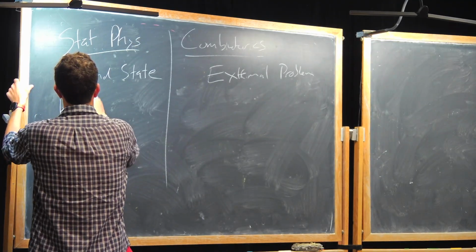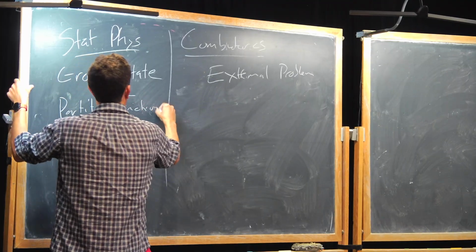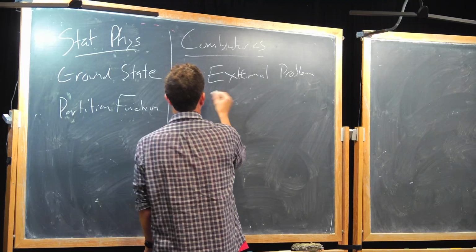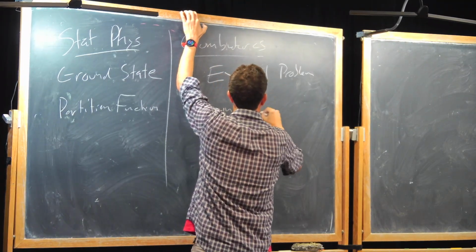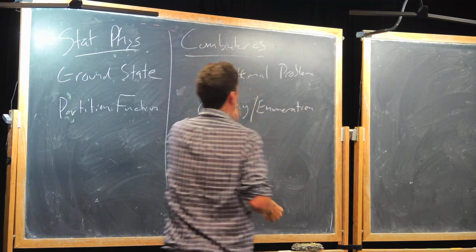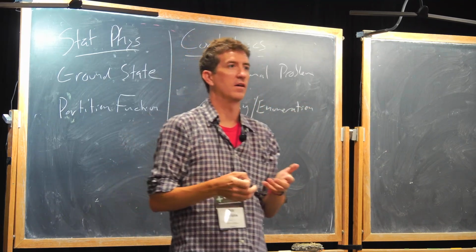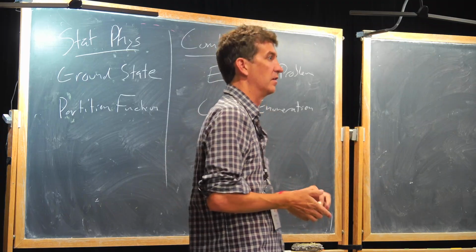We have the partition function. And here we have counting or enumeration. So how many independent sets are in this graph? Or, you know, here a nice question is, how many triangle-free graphs are there?